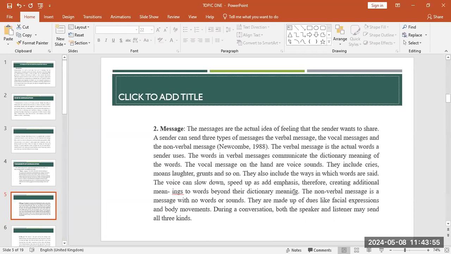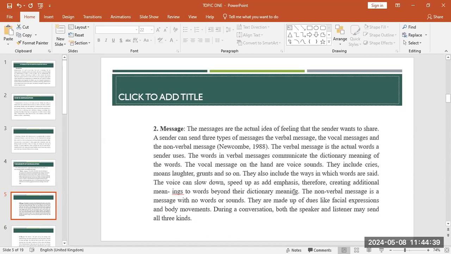The message is the actual ideas or feelings that the sender wants to share. If you have a feeling, some ideas, or some information that you want to share, that is what is referred to as the message. And the message comes in various forms. You can write a message, you can pick up your phone and call the person you want to talk to, you can write an email to that person. You can even use non-verbal cues, your hands, to communicate to that person.